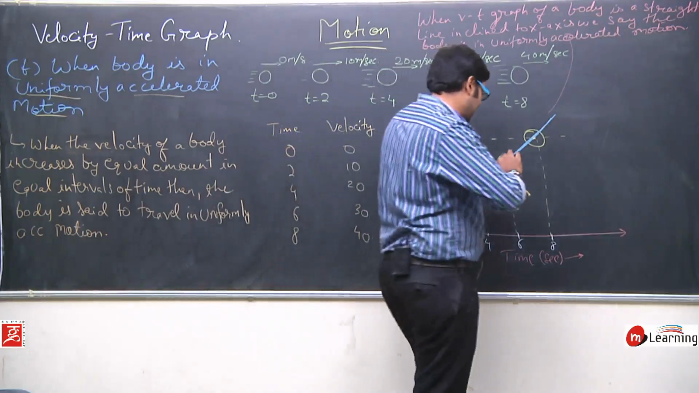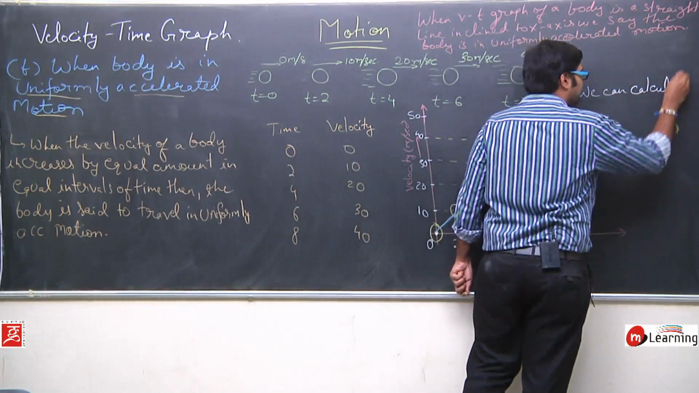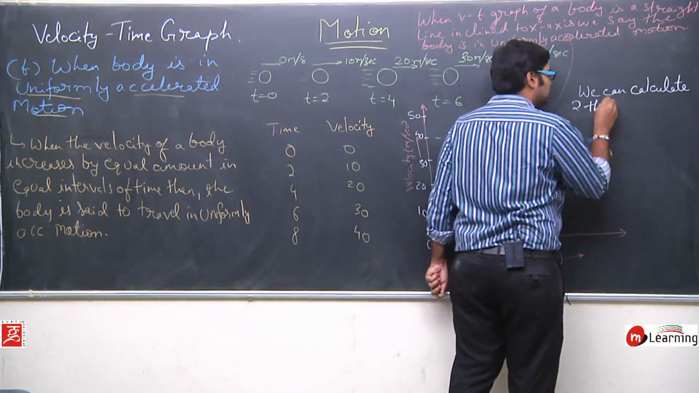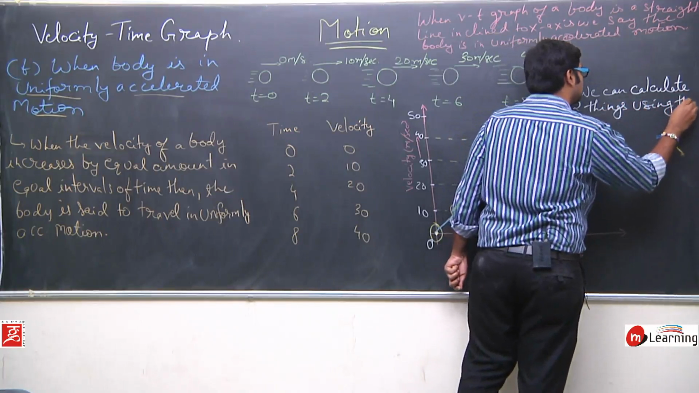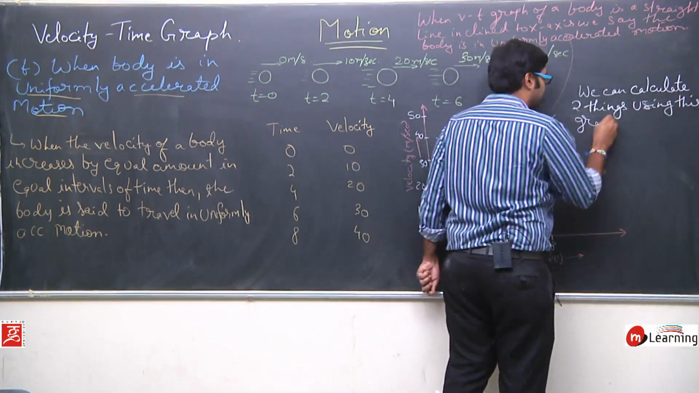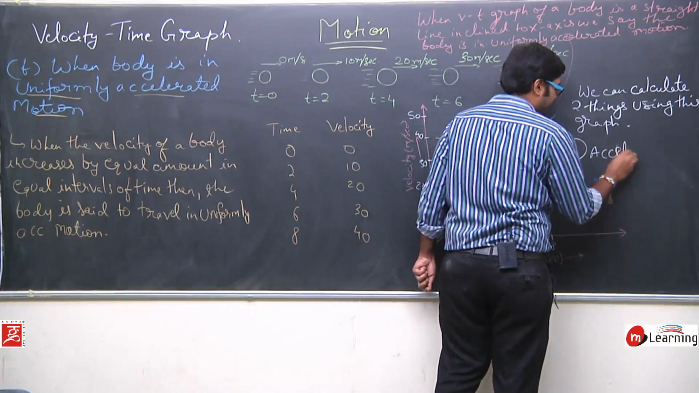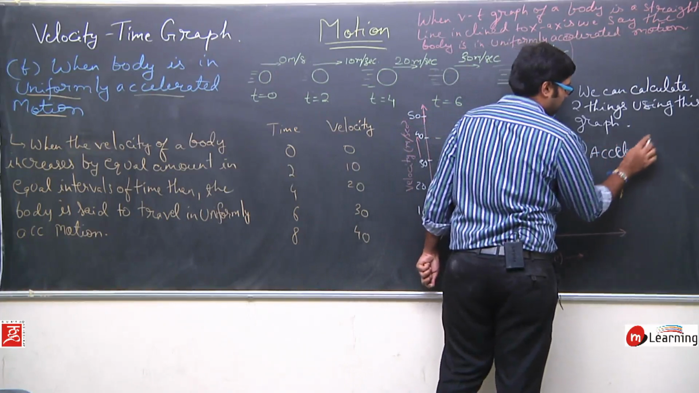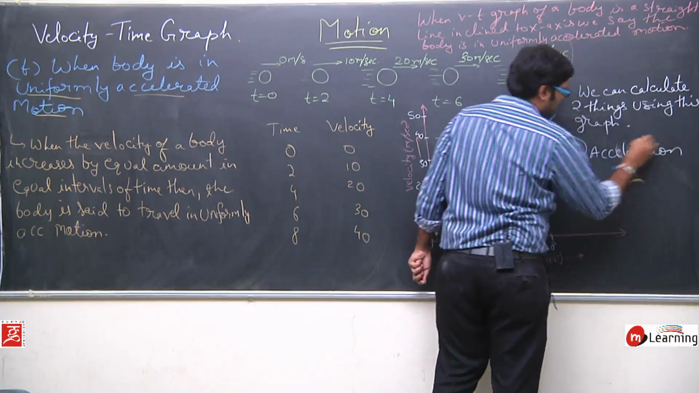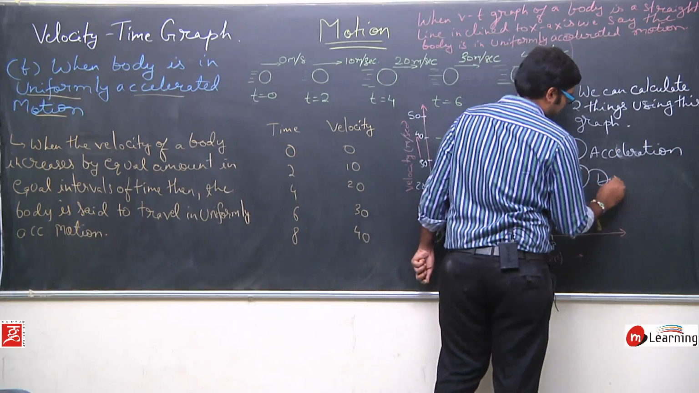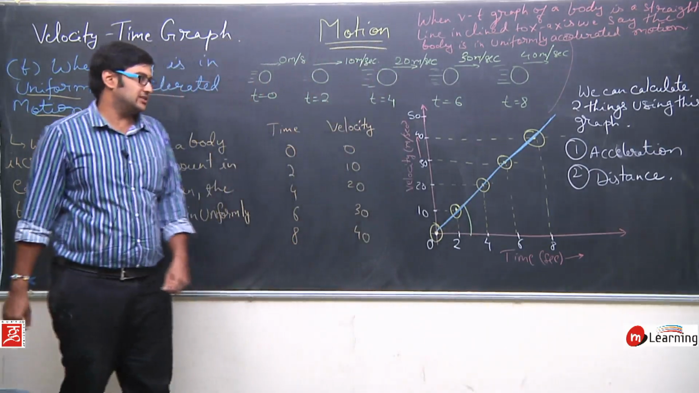Okay. So I will write here, we can calculate two things using this graph. The first one is acceleration and the second one is distance traveled. Okay. So acceleration and the distance are the two things that we can calculate.